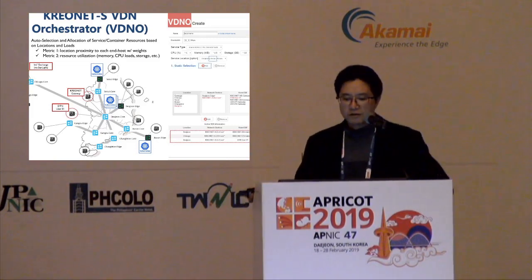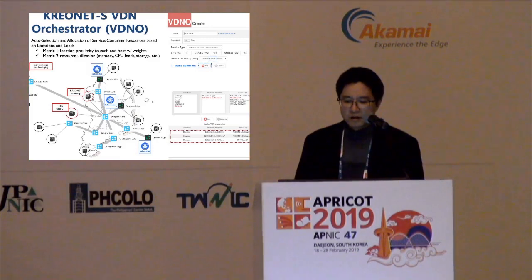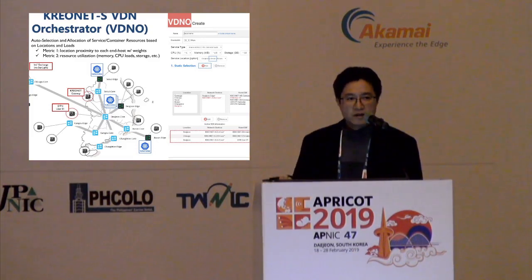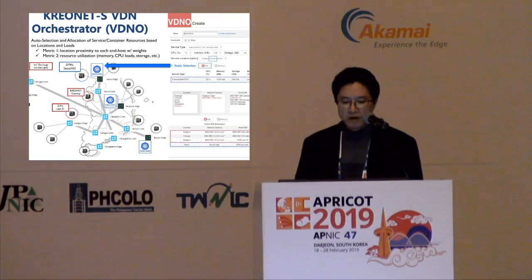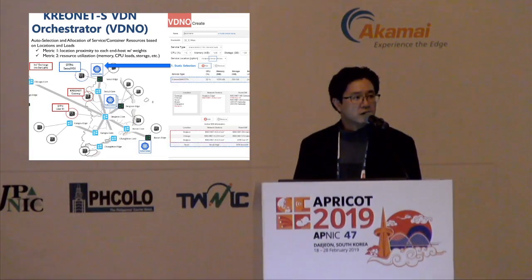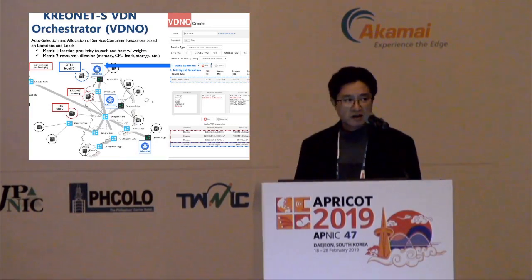So the first one is a static selection. Using this way of static selection, the service location can be designated, and the newly created path should be connected to the selected service location. And another way of selecting service location is the intelligent way.